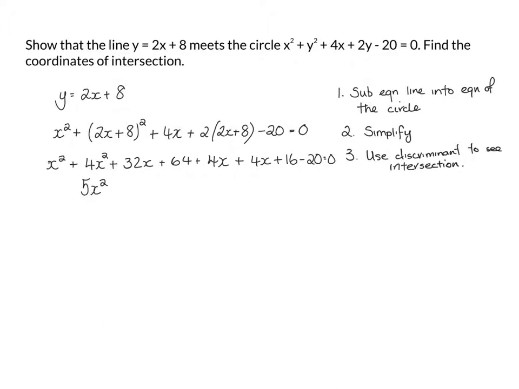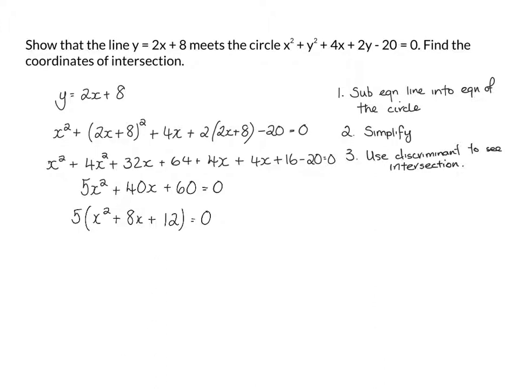And then we've got 32 plus 4 plus 4, so plus 40x. And then we have 64 plus 16, which is 80, take away 20. So that is plus 60 equals 0. So here we should take out a common factor, so 5, and then we get left with x squared plus 8x plus 12 equals 0.